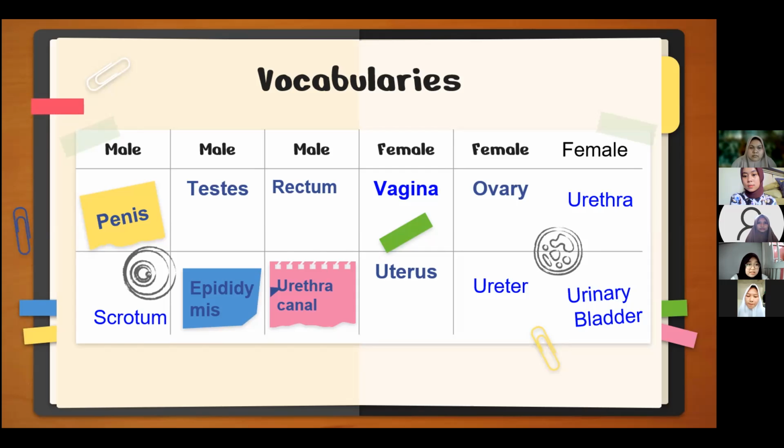Male: penis, testis, rectum, scrotum, epididymis, urethra, canal. Female: vagina, ovary, urethra, uterus, ureter, urinary bladder.